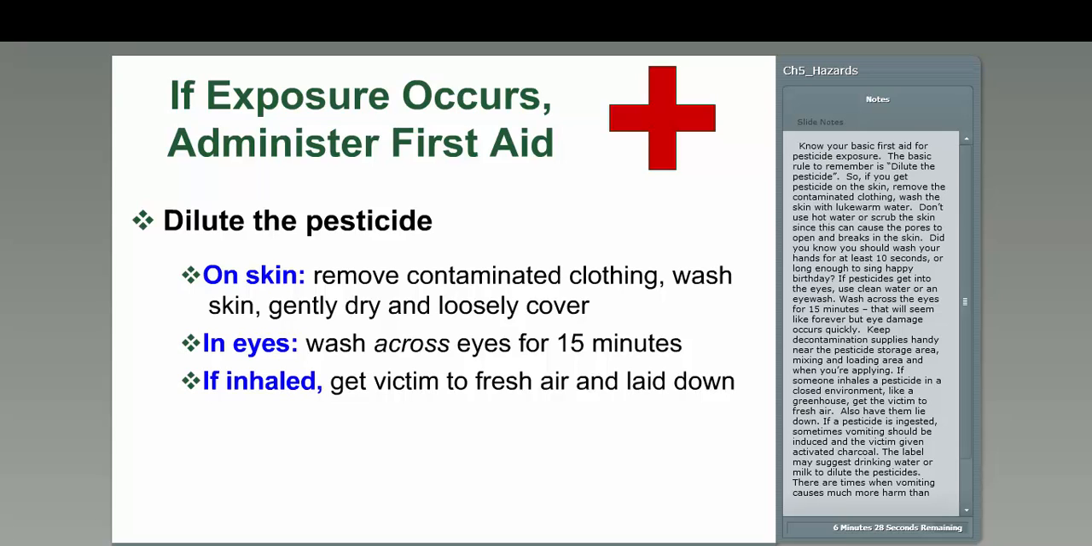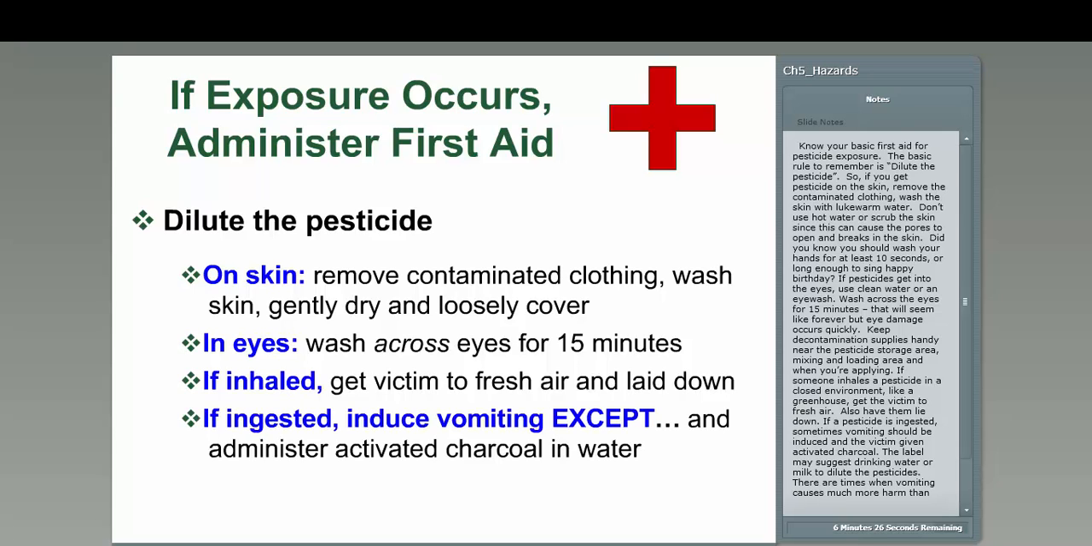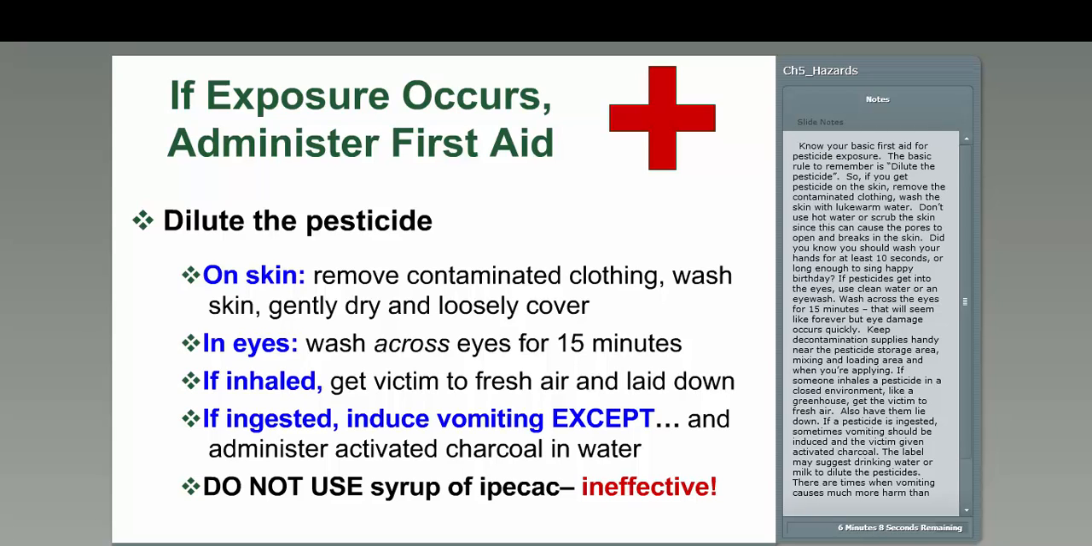If a pesticide is ingested, sometimes vomiting should be induced and the victim given activated charcoal. The label may suggest drinking water or milk to dilute the pesticides. There are times when vomiting causes much more harm than good. Also, recent studies have shown that syrup of Ipecac is ineffective. Be familiar with the first aid statements prior to finding someone in trouble.